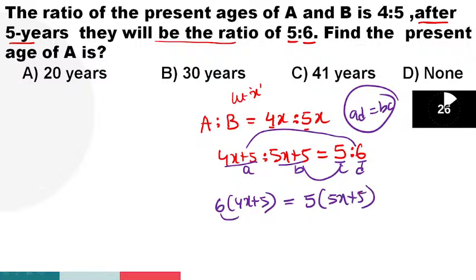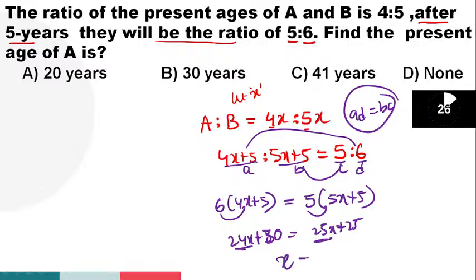Let me calculate. 6 4s are 24x plus 6 5s are 30. Next, 5 5s are 25x plus again 5 5s are 25. Let's bring x to one side: 25x minus 24x, x equals 30 minus 25, which is 5. The x value is how many years here? 5 years. Okay.